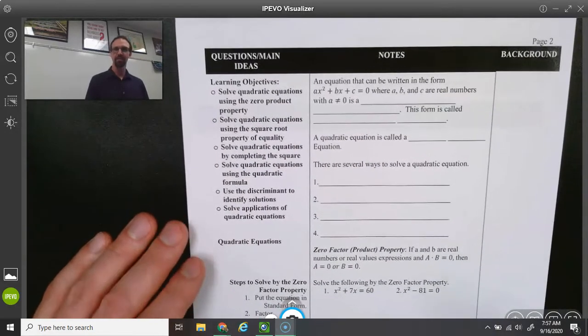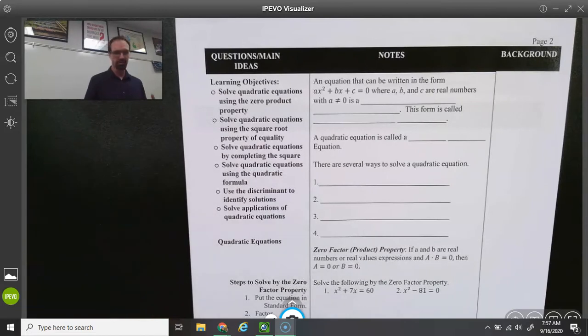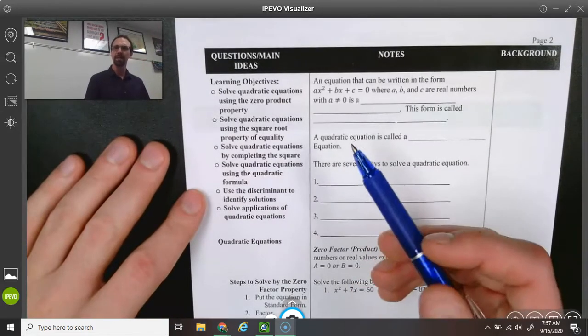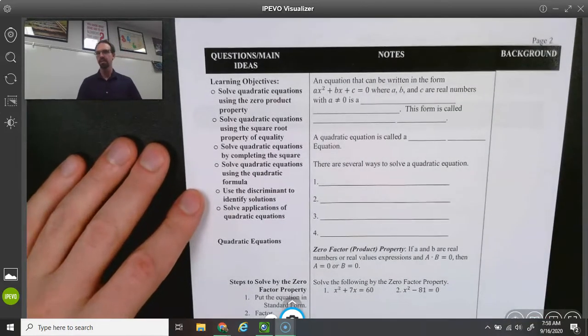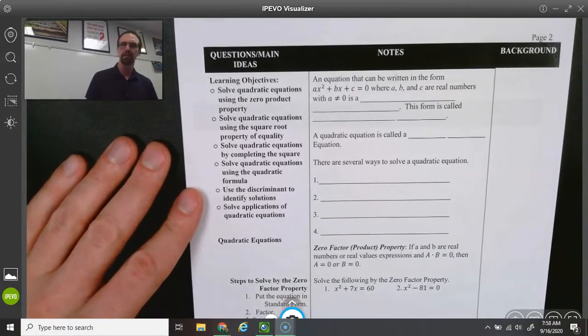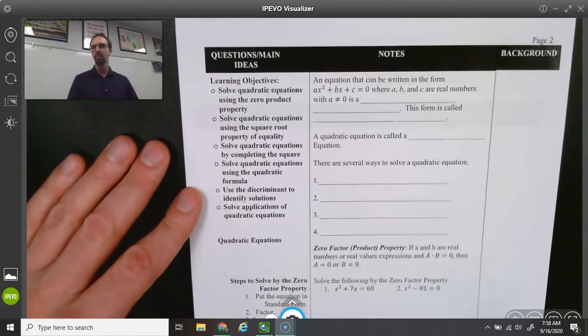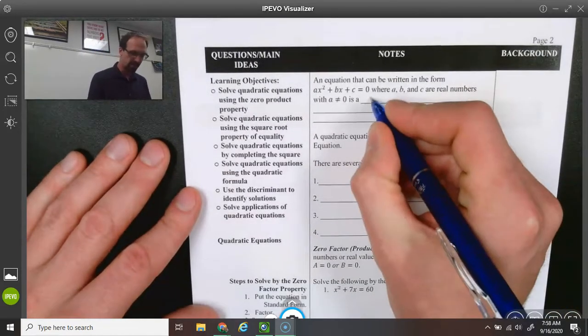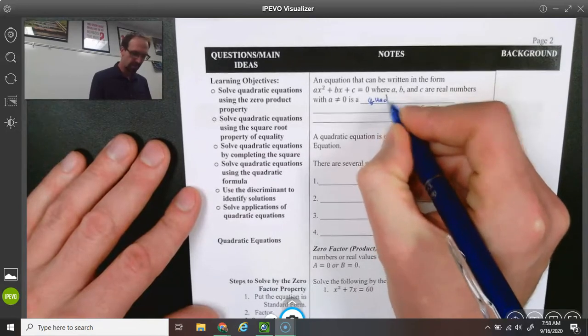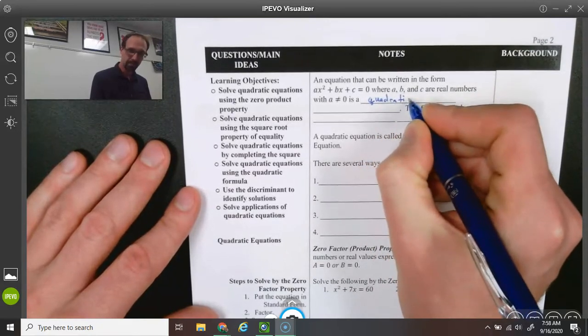Learning objectives. So the main goal in there is to work with quadratic equations. Those are equations that can be written in the form ax squared plus bx plus c equals 0. A, b, and c are real numbers. A can't be 0. If a is 0, then you don't have a quadratic. And we call this a quadratic equation.